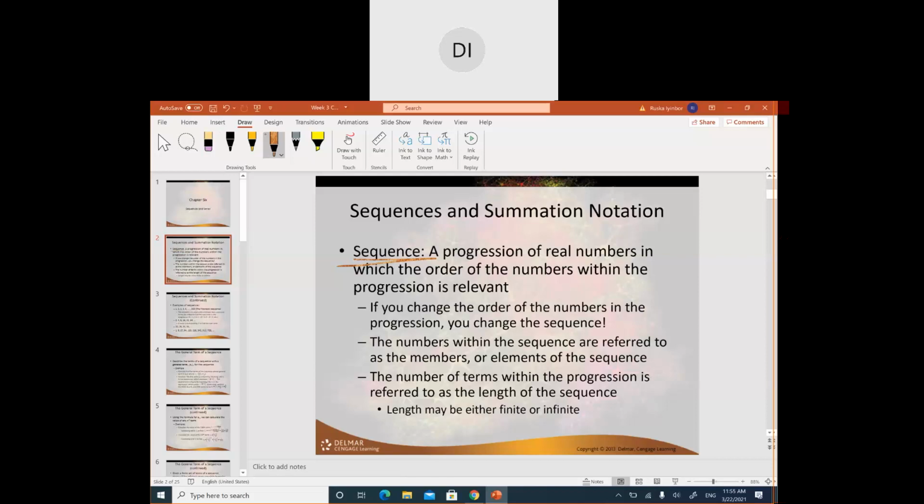The numbers within the sequence are referred to as the terms or elements of the sequence. So the first number is the first element. Usually this is how you write it: A1, A2, this is a notation, A3, and so on. So these are the elements, okay? The elements of the sequence.